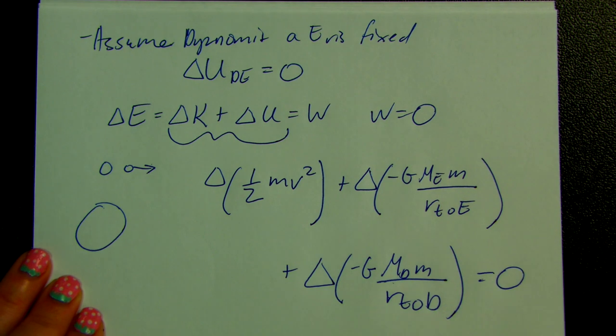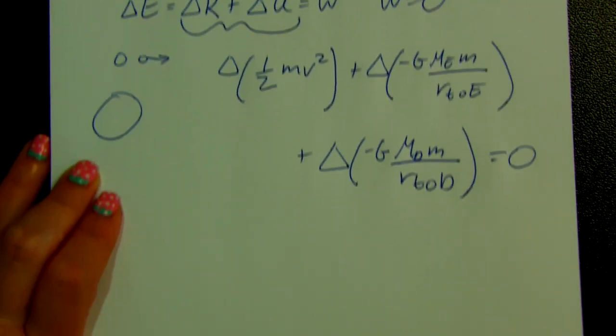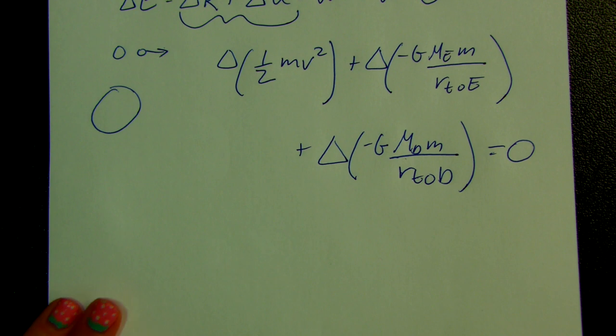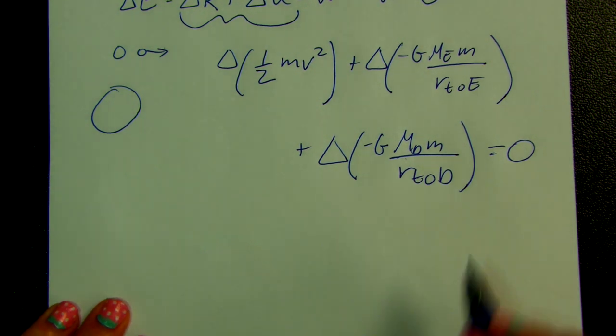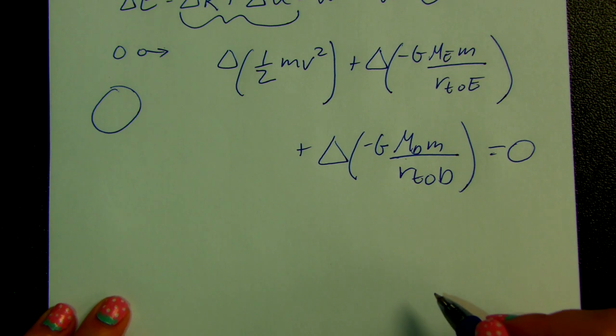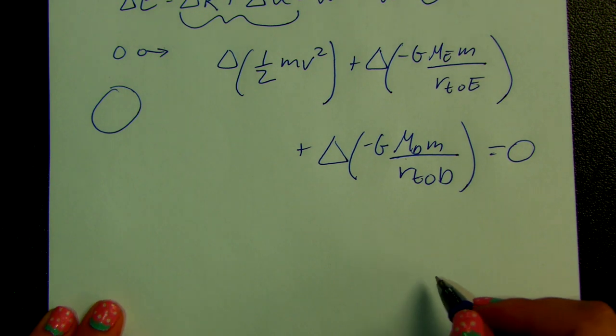And all of this is equal to 0 as there is nothing to do any work on the system. So this is why setting up a clever choice of system and surroundings is useful. Sometimes you can set things equal to 0. I'm a big fan of that.